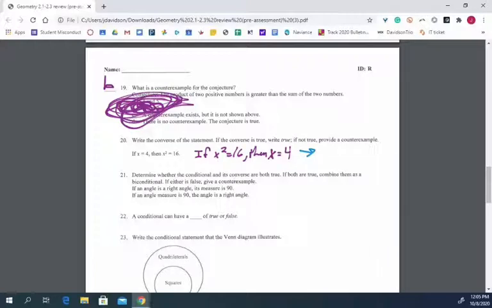When you're dealing with squares, there are two numbers that get there. In this case, 4 times 4 gets there, but what times what gives you 16 other than a positive 4? A negative 4 does. Negative 4 times negative 4. So it's false. X could equal negative 4.